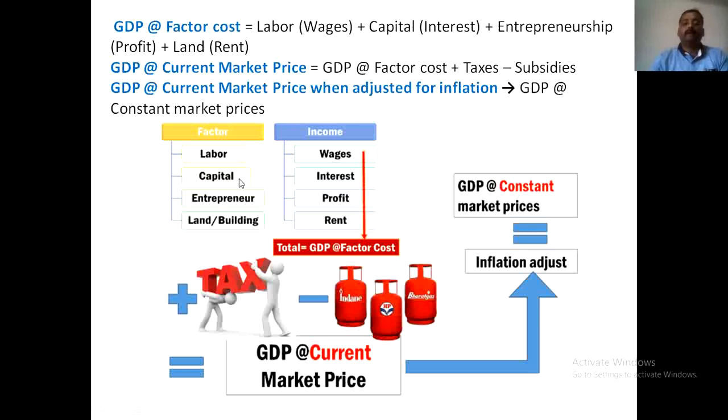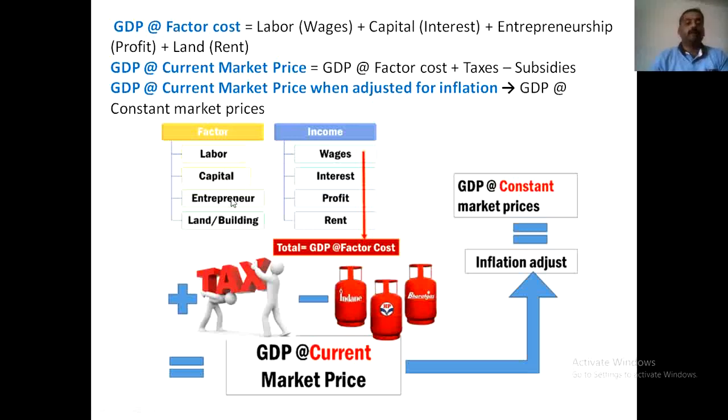Similarly, capital: the person who invests some money earns income in terms of interest. Take the example. We have deposited rupees 10,000 into the bank, and after 1 year, we get rupees 10,600. Means we get 6% interest. So whatever capital we invest, on that capital we get the income in terms of interest.